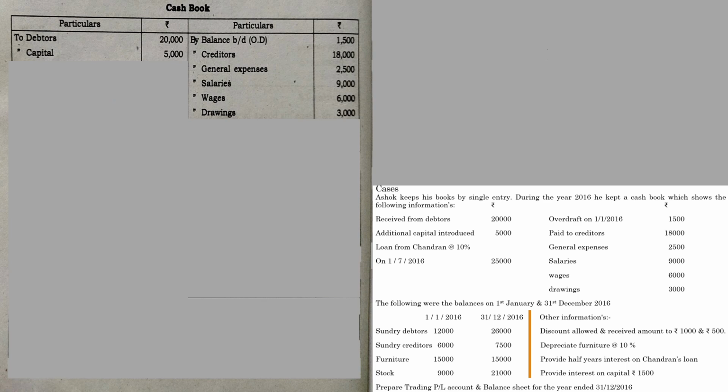So 5,000. Next one, loan from Chandran. We have acquired a loan from Chandran. Whenever we acquire a loan, even though our liability is increased, our cash balance is increased. So cash account debit to loan, Chandran's loan 25,000. And if you go through the other information given in the question, these items will not come. Otherwise, if there is an opening or closing of cash, it has to be considered. Otherwise, neglect it. And in the other information, go through it if there are any transactions relating to cash.